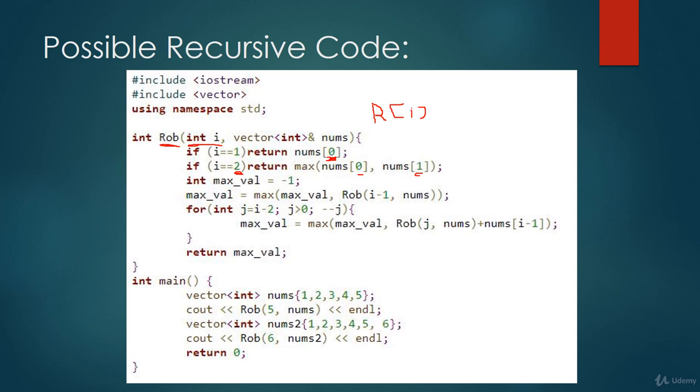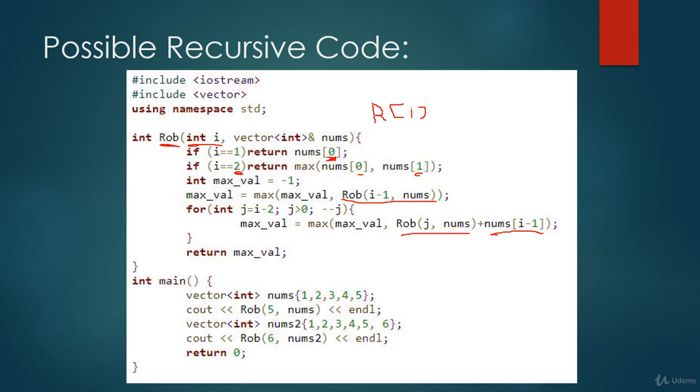Then, if this is not the case, we want to return the maximum value of either R[i-1], which is here, or the maximum of rob(j, nums) plus nums[i-1], where j ranges from i-2 all the way to 1, right?